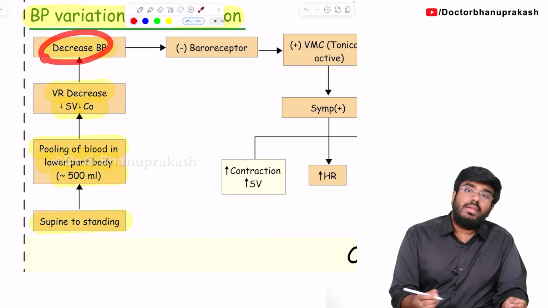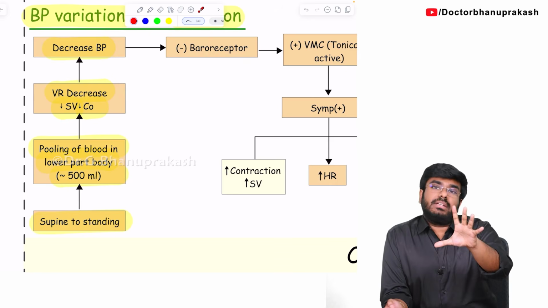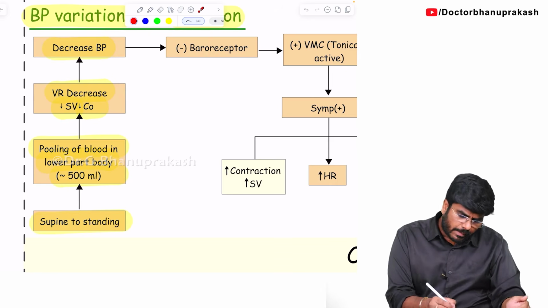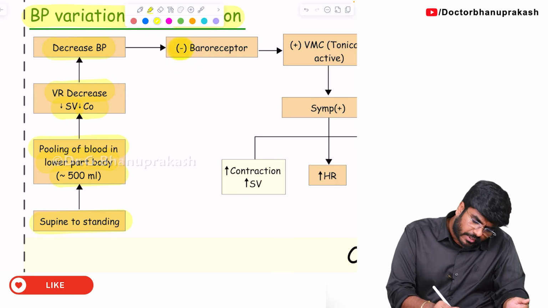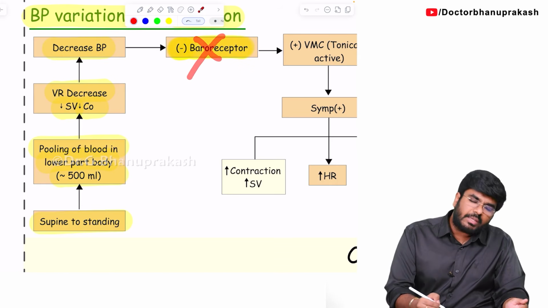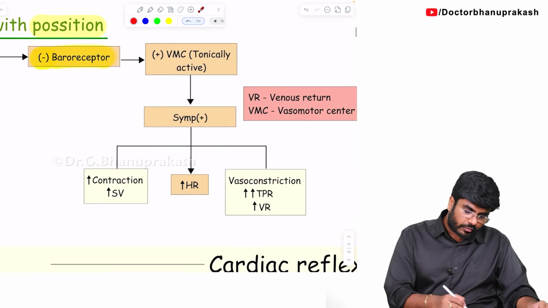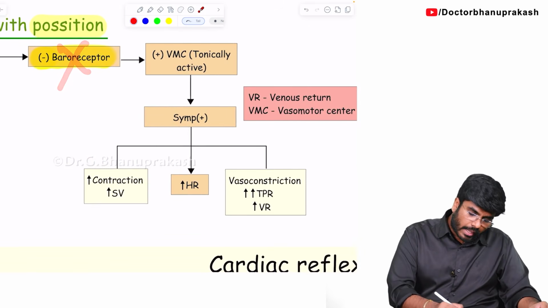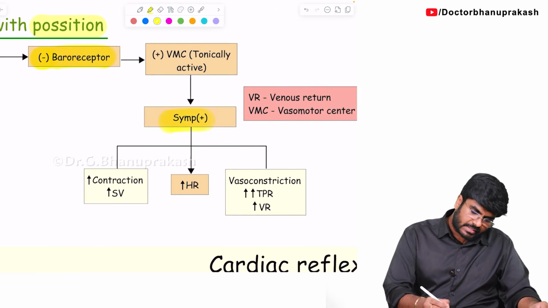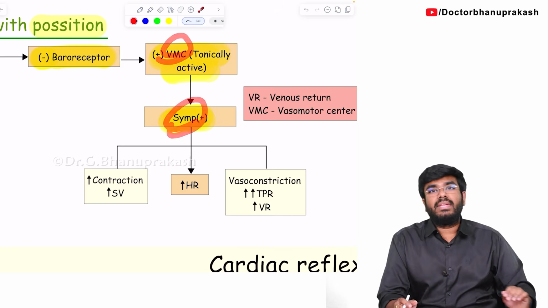Now I have taught you, whenever your BP increases, the baroreceptors are activated. Whenever your BP decreases, the baroreceptors are inhibited. So the negative symbol means inhibition of baroreceptors. So what happened? Immediately your baroreceptors in your body are inhibited. I have taught you, whenever the baroreceptors are inhibited, what happens to the sympathetic activity? The sympathetic activity in your body will increase. So the vasomotor center is activated, and the sympathetic activity in the body increases.